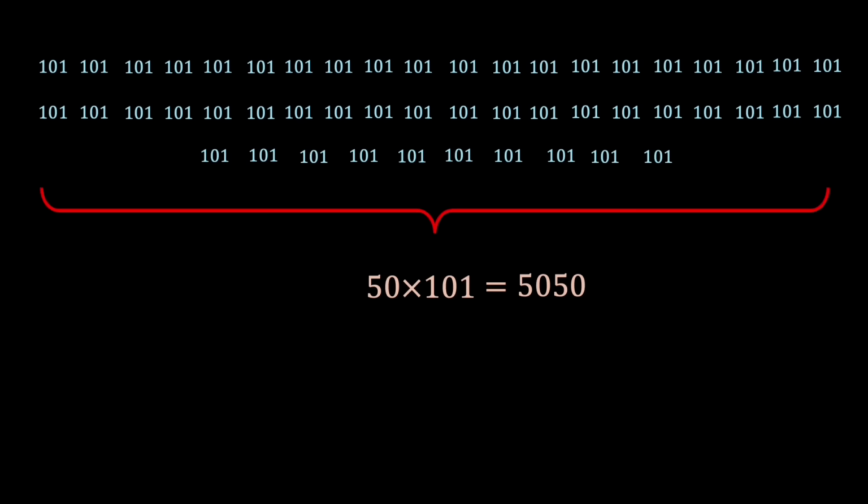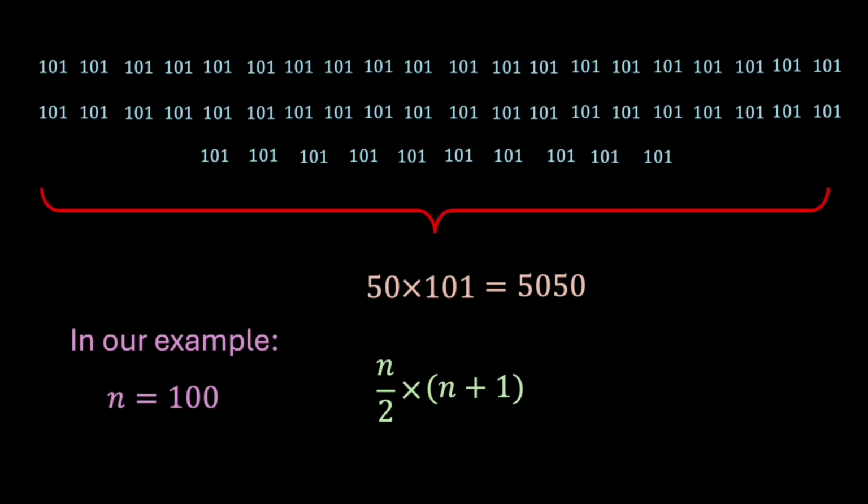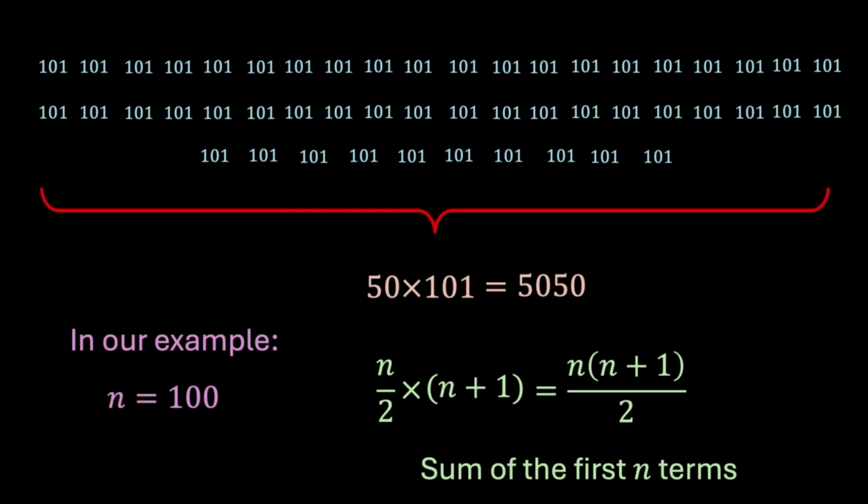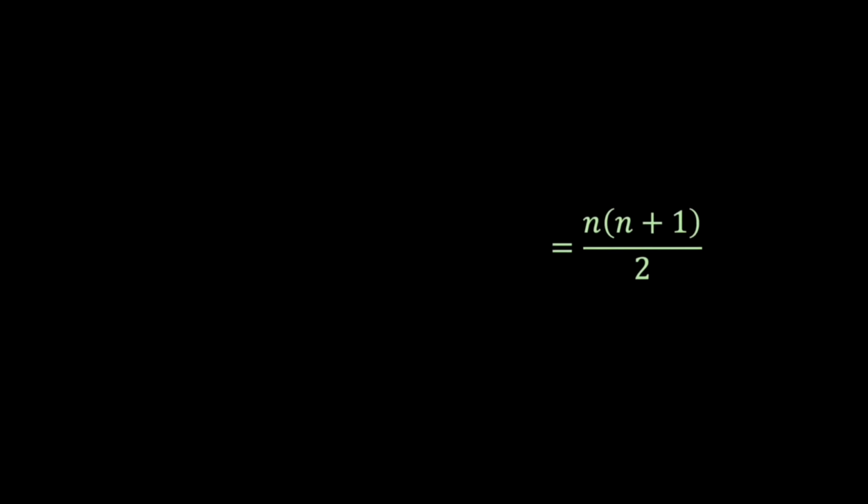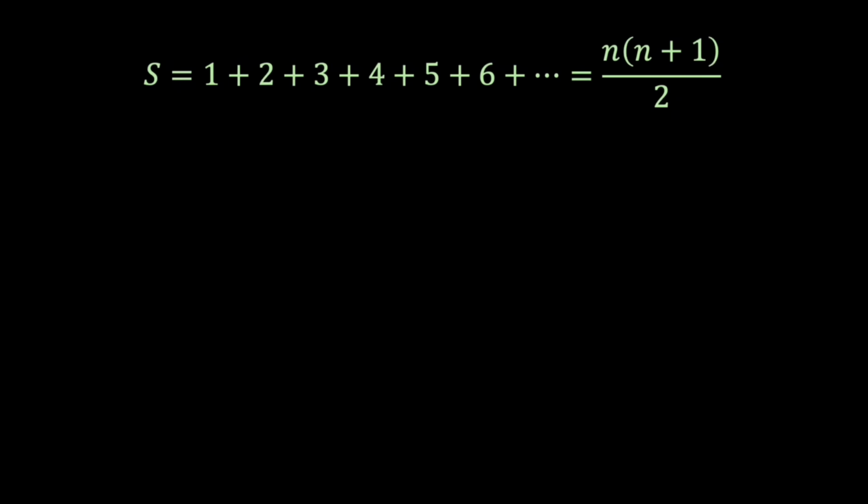This clever trick leads directly to a general formula. If you want to sum the first n integers, and in our example, n was 100, you take the number of terms and divide by 2 to get the number of pairs, which was 50 in our example, and then multiply by n plus 1, the value of each pair when added together, which was 101 in our example. The result is n times n plus 1 divided by 2, and this formula gives the exact sum of the first n terms.